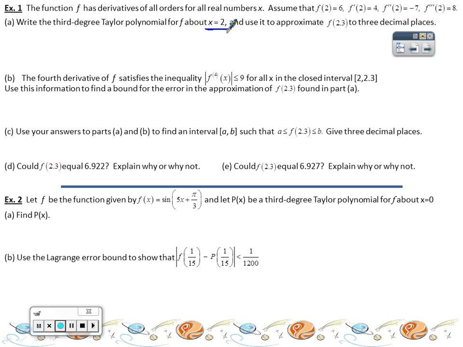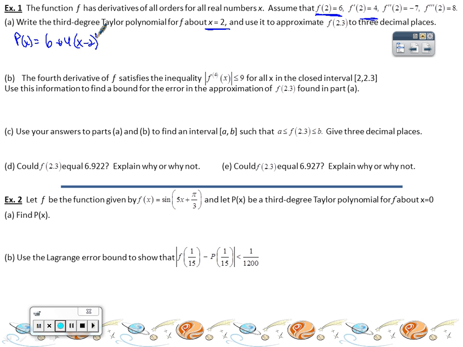So notice that my function value at 2 is 6, so that's how I start out my polynomial. We can say p of x or p3 of x. We'll just say p of x. So we start out with the constant 6. We're using Taylor's theorem, using the formula to derive this. Our first derivative value at 2 is 4, so we would say plus 4 times x minus 2, that would be to the first power over 1 factorial, but we don't typically put that.